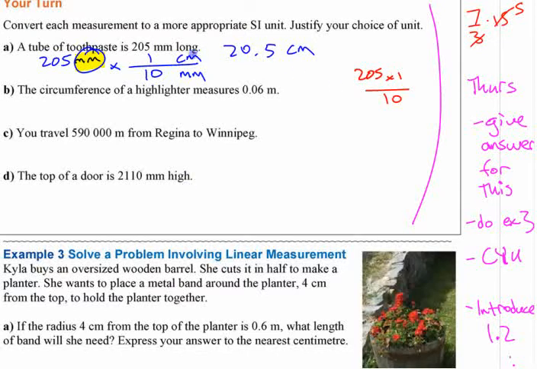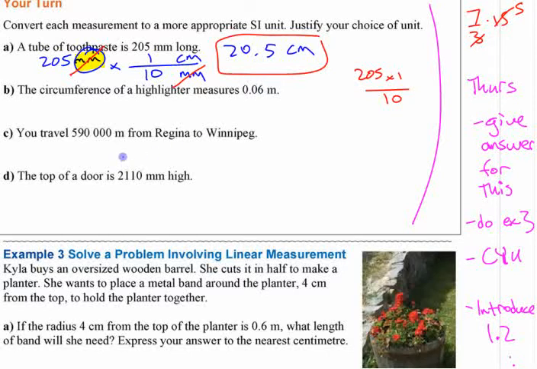It's a way of knowing that you've done it right, because if you have millimeters on the bottom and millimeters on top, those cancel out, and you're left with just centimeters. So that's where that comes from. You don't have to do it by unit analysis, but you should know how to use unit analysis, especially when we start to work with the imperial system.